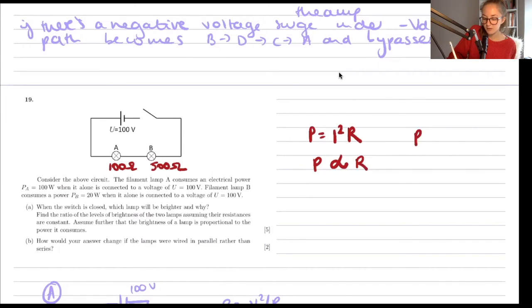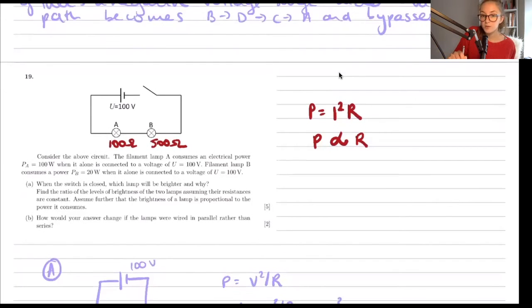The reason I'm not using P equals V squared over R in this circumstance is because our V is not going to be the same for both of the lamps, so we can't really compare that equation. So if our power is proportional to our resistance, then the one with the higher resistance is the one that is going to have the most power dissipated through it, meaning that it will be brighter. And because our resistance is 5 times more for B than A, then it will be 5 times brighter.